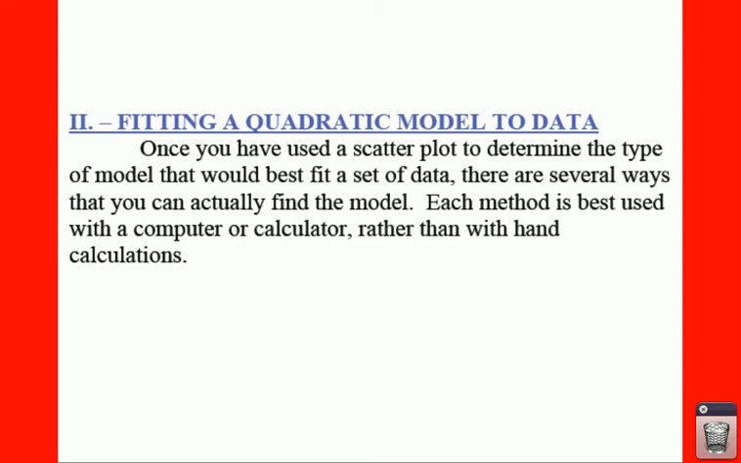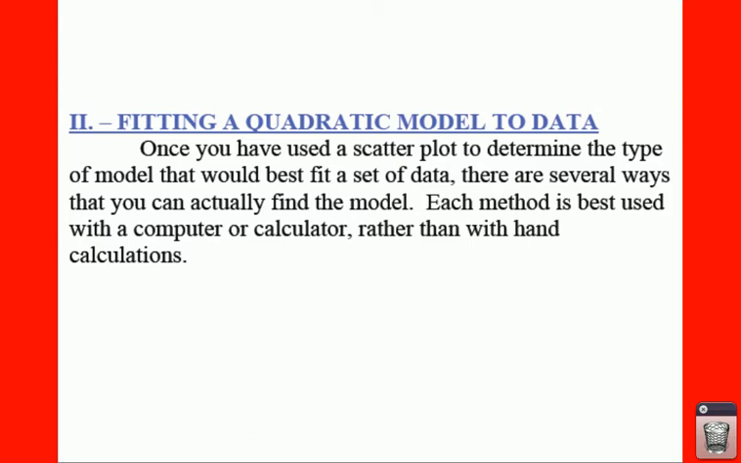Alright, the last example I'm going to go over here is how you fit a quadratic model to data, and I'm going to show you along with your graphing calculator how you can do this. There are extra examples in your book that I didn't go over. I figured if I cram them all into one example, then you should be good. So once you use the scatter plot to determine the type of model, the best fit of data, there are different ways you can find your model.